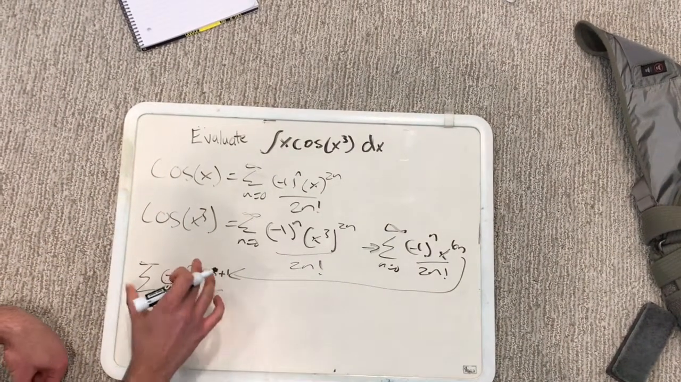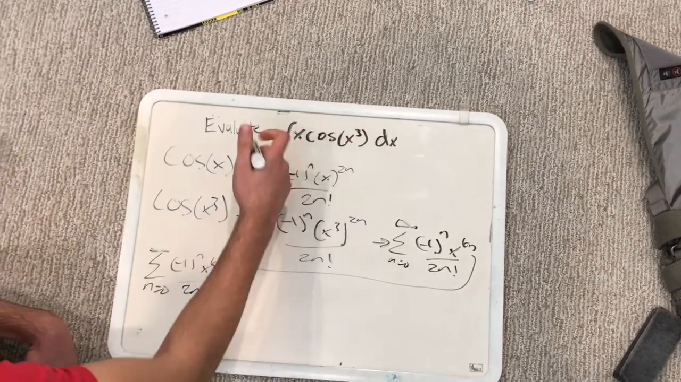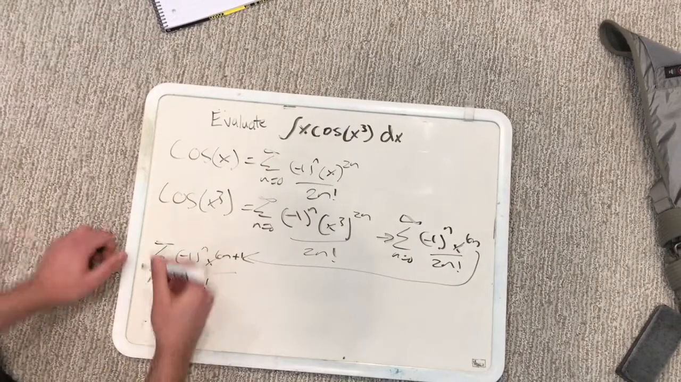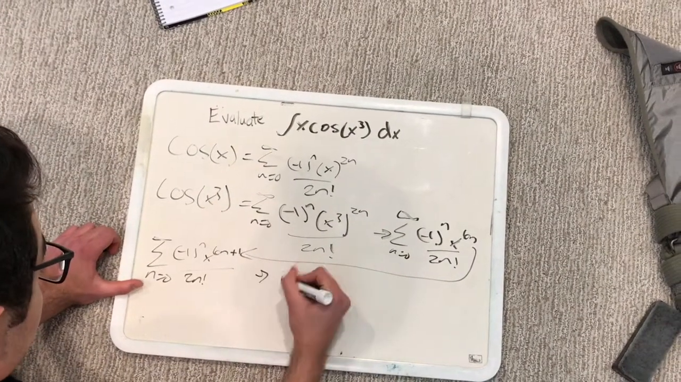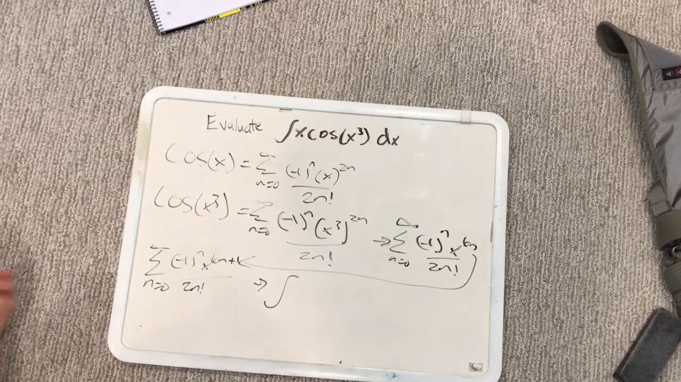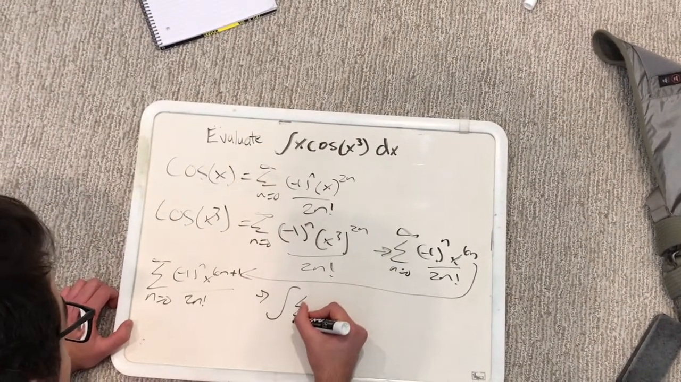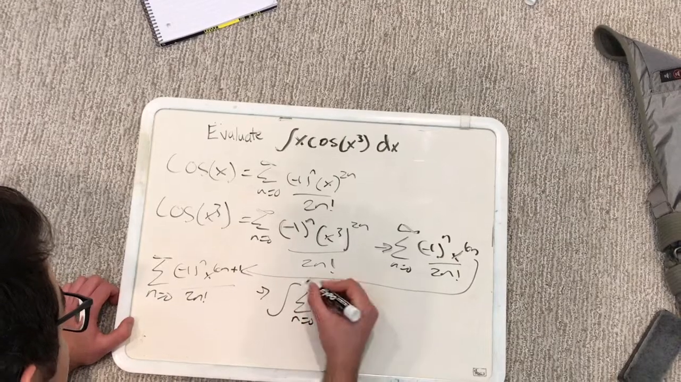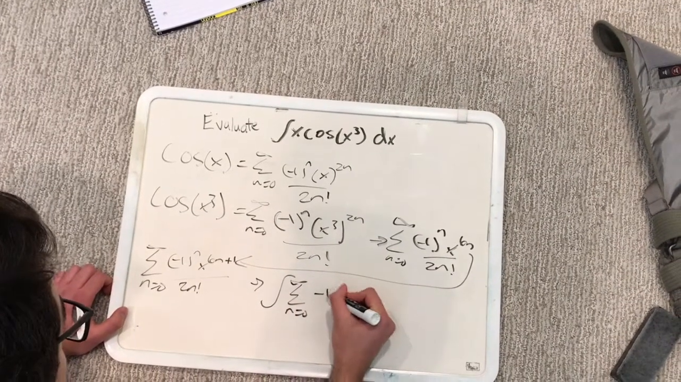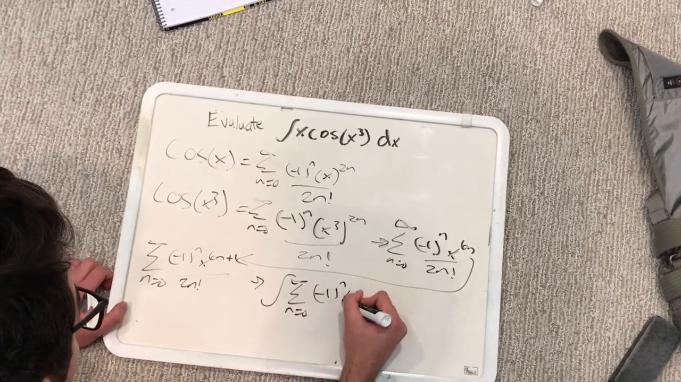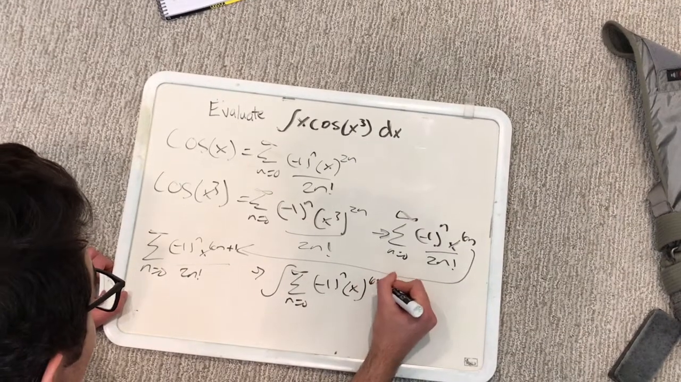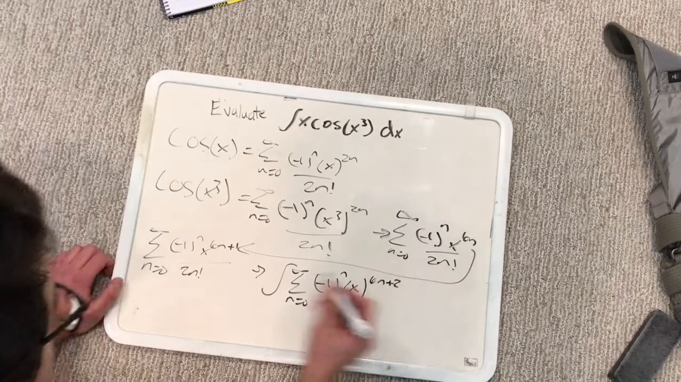However, this is just the power series for this right here, but we want the integral of this. The way you take the integral of this is just like taking the integral of any other function with respect to x. So this would be the summation from n equals 0 to infinity of negative 1 to the n and x to the 6n plus 2, because that's how you integrate.